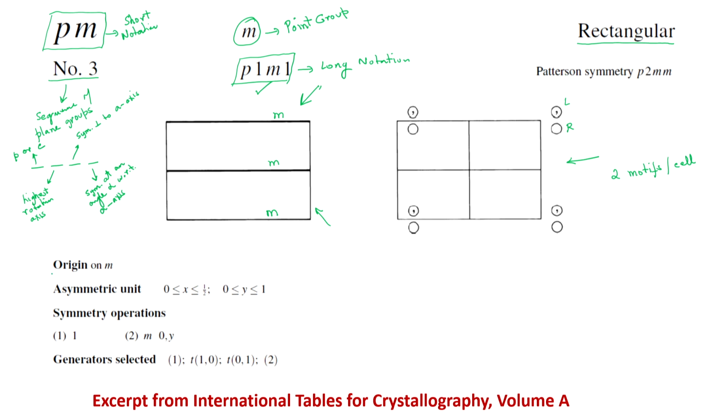Now, this content here, origin on M, is basically telling me that the origin has been put on the mirror plane. Generally, what we like to do is put the highest symmetry at the corners of the unit cell. In this case, the highest symmetry is reflection symmetry, and therefore, if I consider lattice points at the corners, the lattice points are falling on the mirror planes.